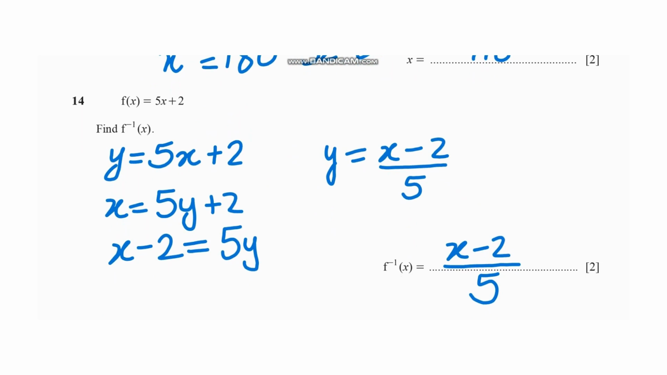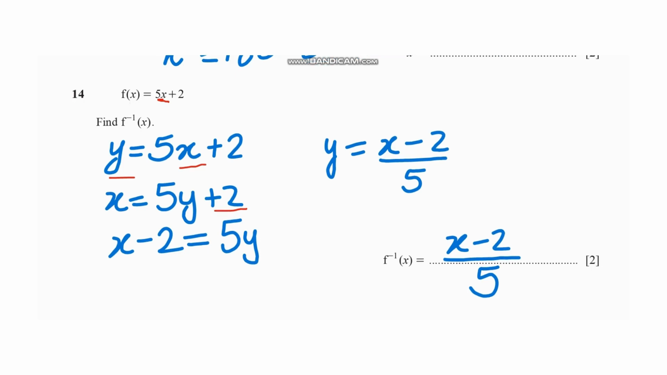Question 14 states: f(x) is equal to 5x plus 2. Find f to the power of minus 1 of x. So we have to inverse, meaning that the value of x and the value of y will be switched. So we will write x is equal to 5y plus 2. Then we will move plus 2 to the left side, and it will be x minus 2 is equal to 5y. Then y is equal to (x minus 2) divided by 5. And this is the equation f inverse x is equal to (x minus 2) divided by 5.